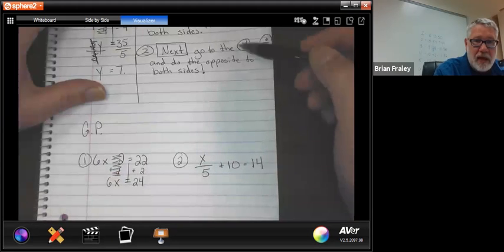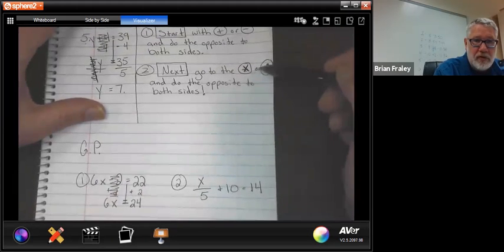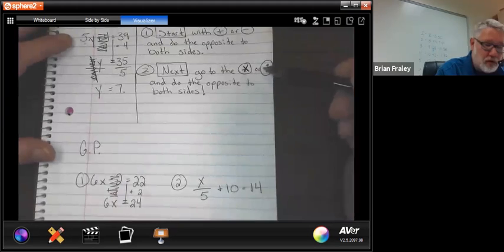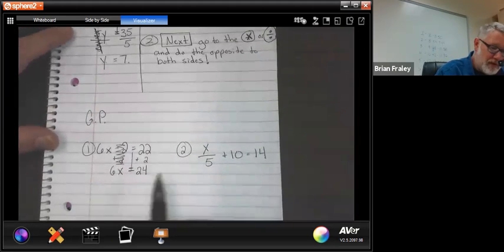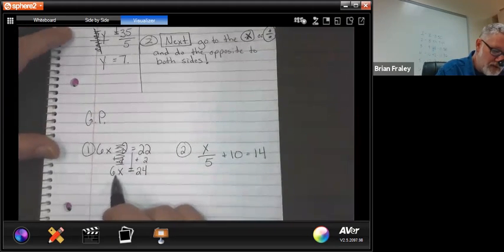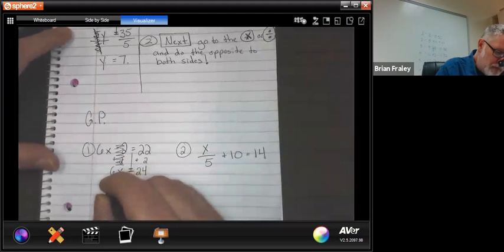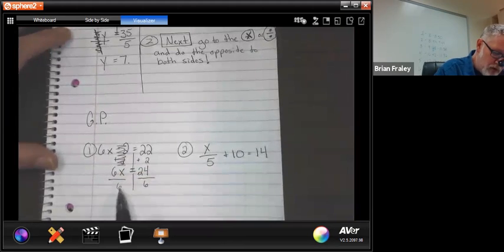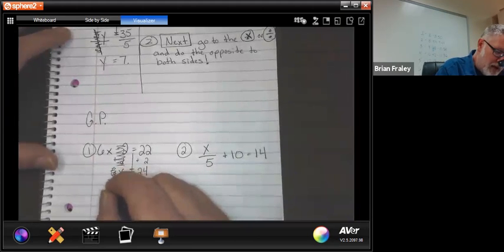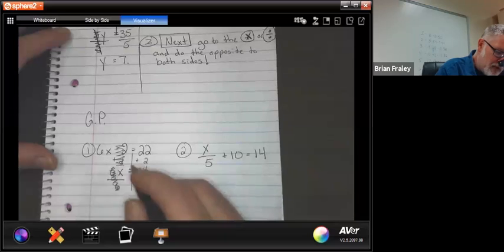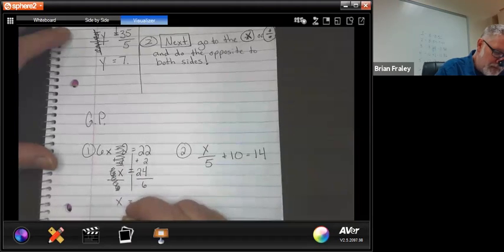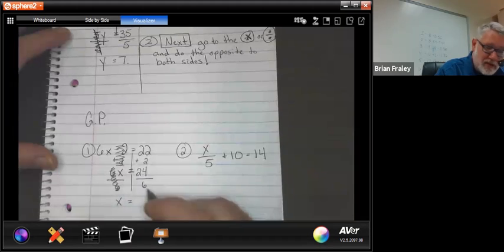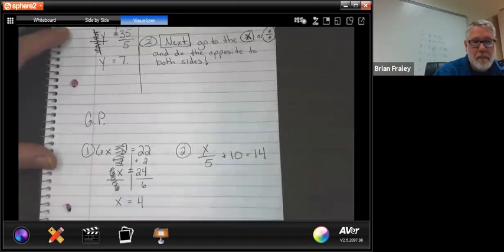Now, step 2 said, you go to your multiplication or to the division and you do the opposite. So here I've got multiplying by 6. So the opposite would be to divide by 6. The opposite is to divide this side by 6. Notice, same thing's happening on both sides. This is going to cancel out because they're doing the opposite of each other. X is the only thing left. 24 divided by 6 is 4.